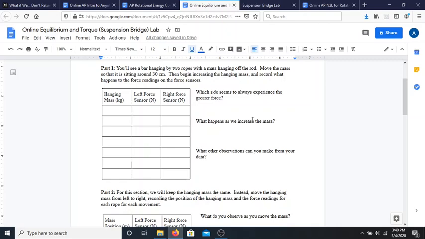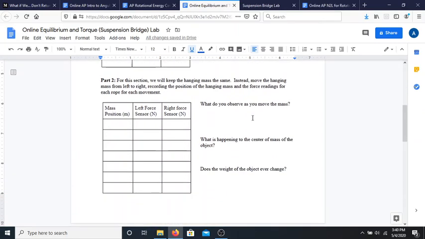What's interesting, just because of the systematic part of it, is that they always have the same difference in force no matter what you do to the mass. As long as you keep it at that same position and you increase or decrease the mass, there's still the same difference between the left force sensor and the right force sensor.